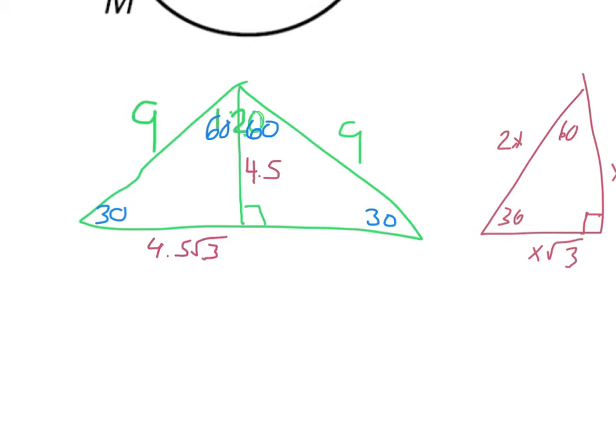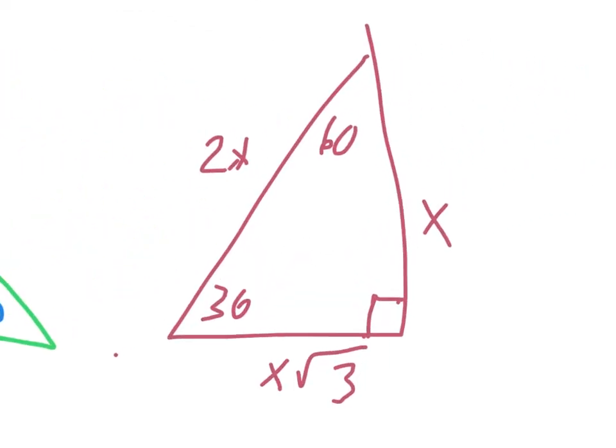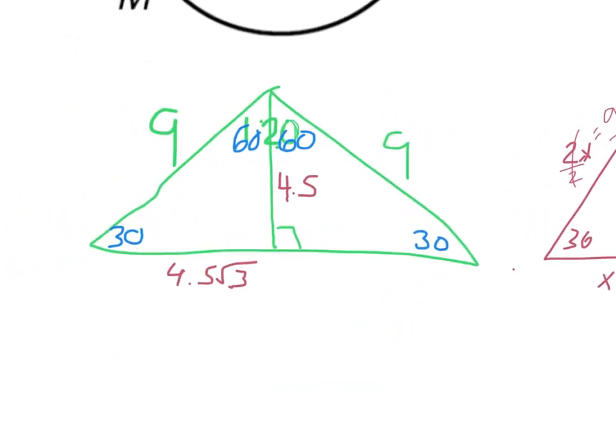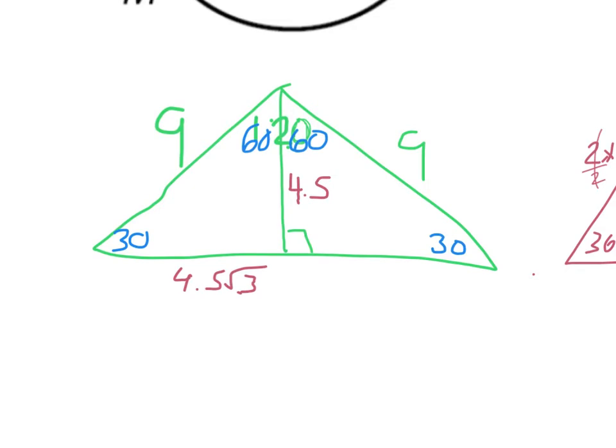Wait, how did you get 4.5? I cut 9 in half. Why? Because our hypotenuse, looking at our special right triangle here, if our hypotenuse is 9, to find what x is, I just divide both sides by 2. Oh, okay. So that gives me 4.5 for the side across from 30.